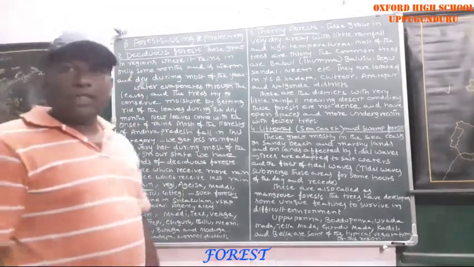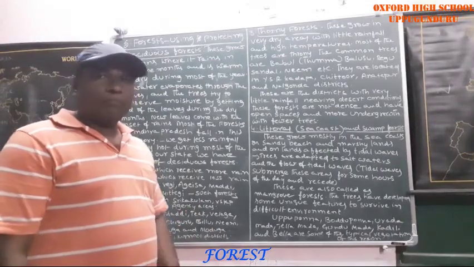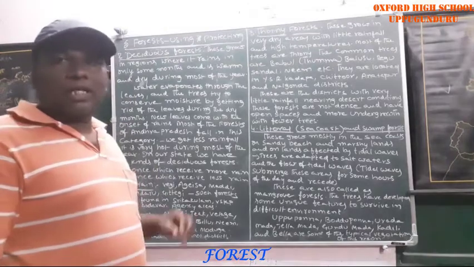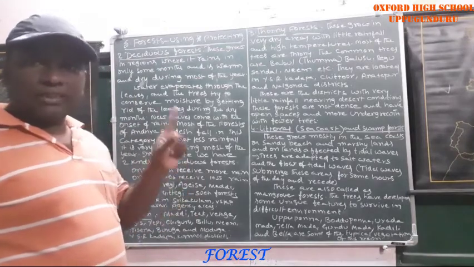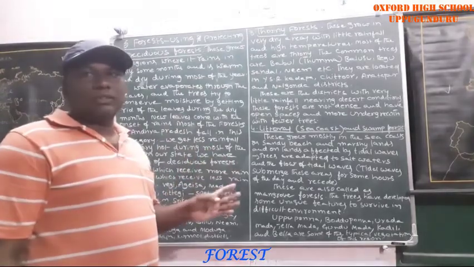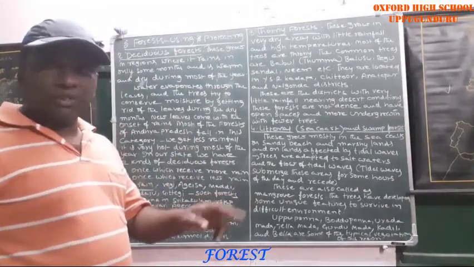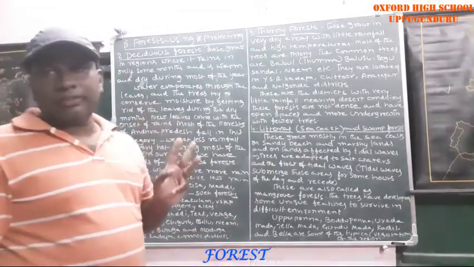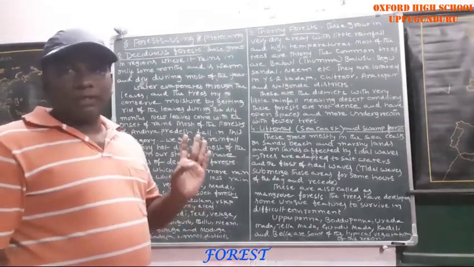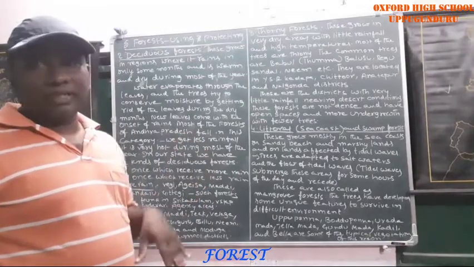Last class, what I explained to you was the classification of forests. We have been discussing the classification of forest. First classification is evergreen forest. Second classification is deciduous forest. Third classification is littoral forest. Then fourth classification is thorny forest.